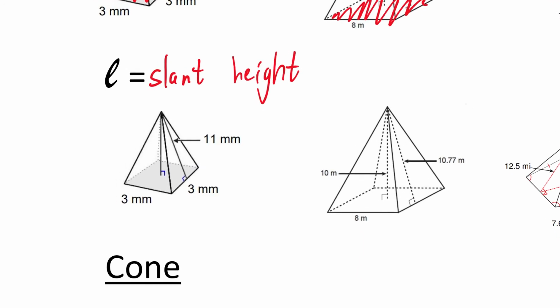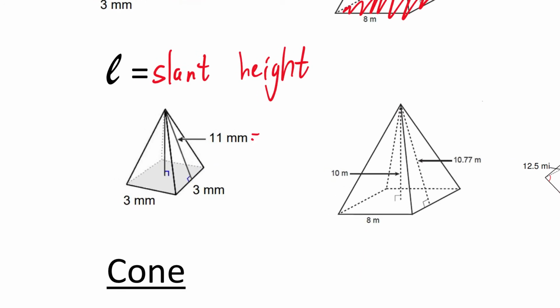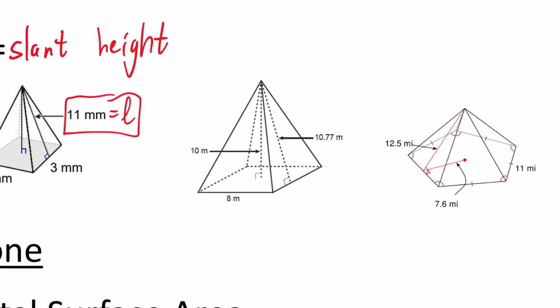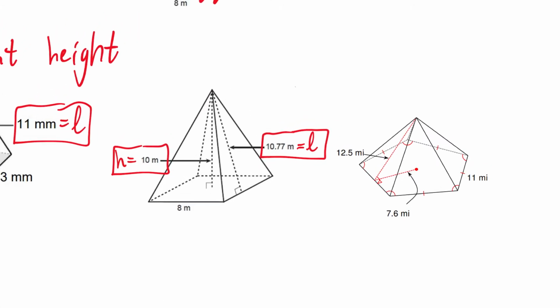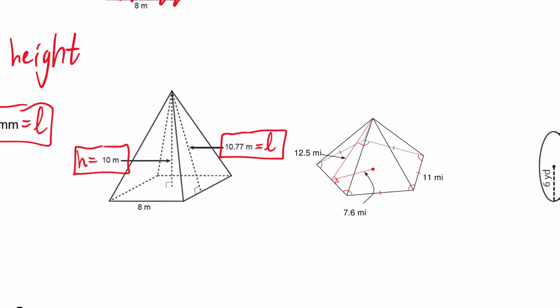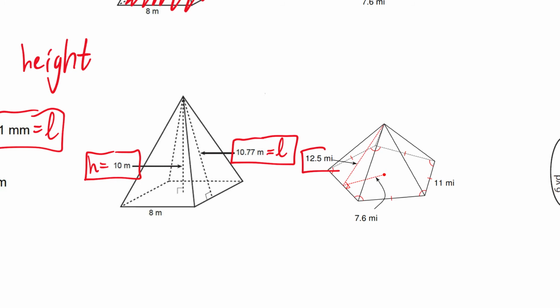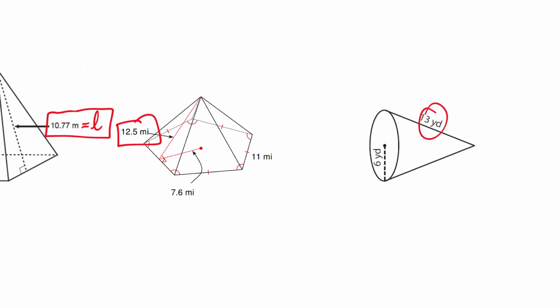So what's the slant height on this first one? It's 11. Which one is the slant height on the second one? 10.77. Okay, the 10 is the height, which we'll need to know the difference between those two for sure tomorrow when we're dealing with volume, but the 10.77 is the slant height, the 10 is just the height. So this is the slant height, obviously, and this is the slant height.